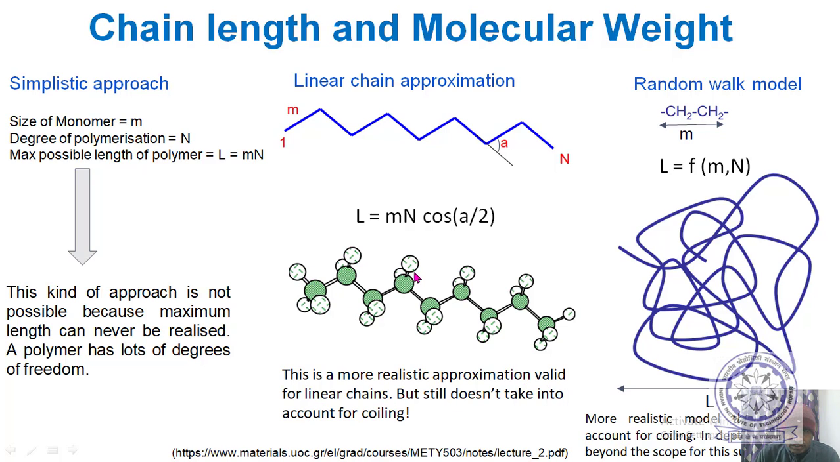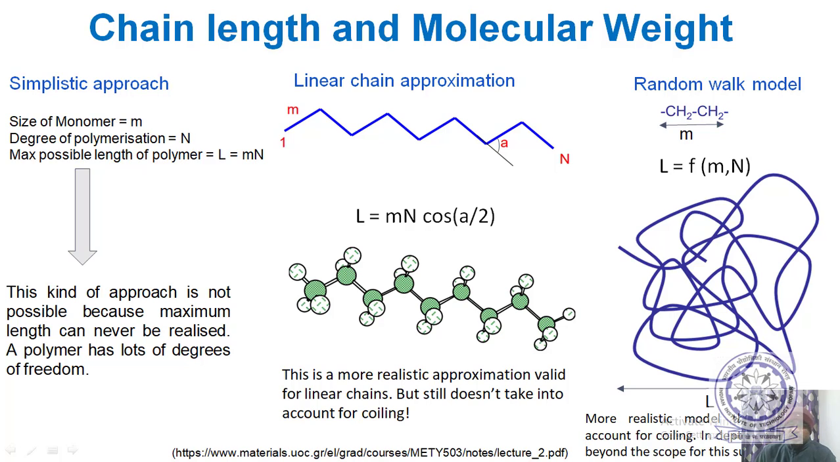If the chain is like this, without any branching or coiling, then it is applicable to such a linear chain. But still it does not take coiling into account. Actually the chains will coil like this, so this approach also does not take this coiling into consideration. So there is a random walk model, where L is taken as a function of m and n. So the actual length is determined like this.